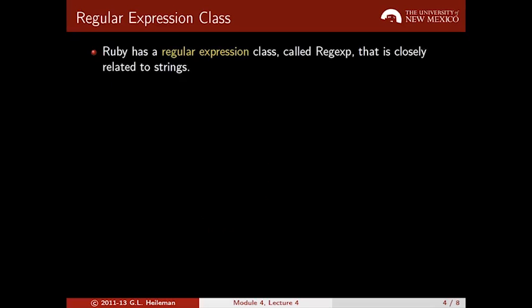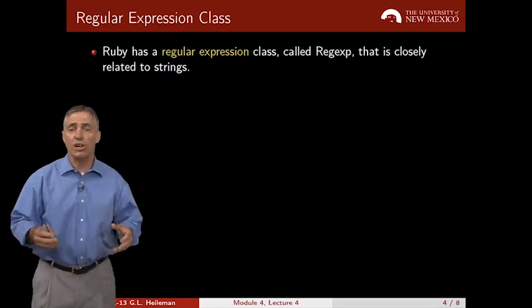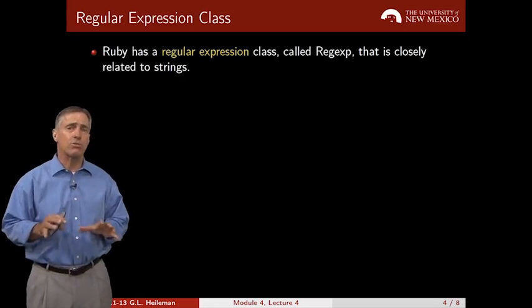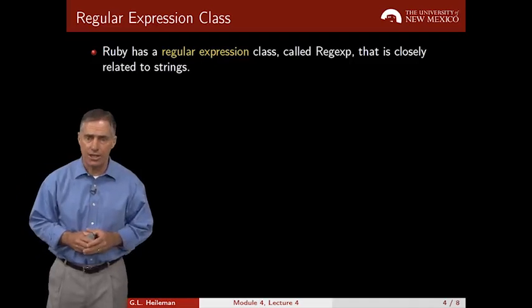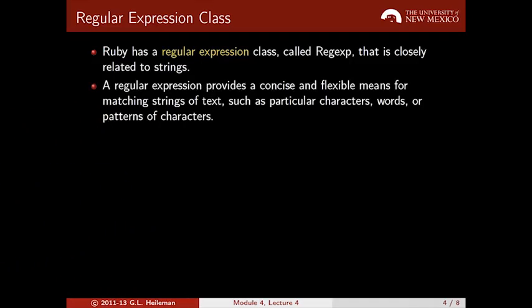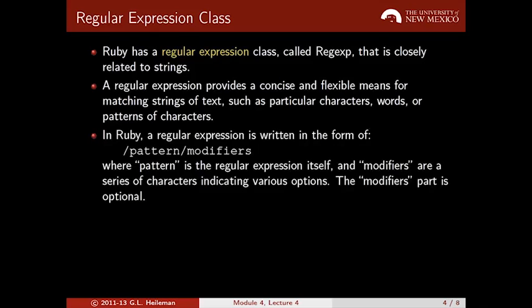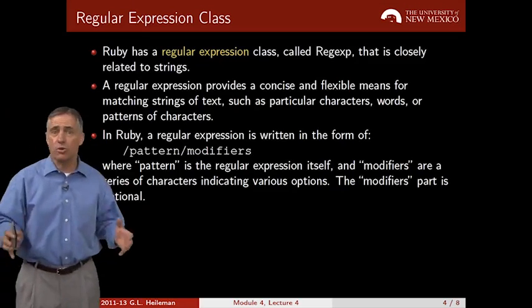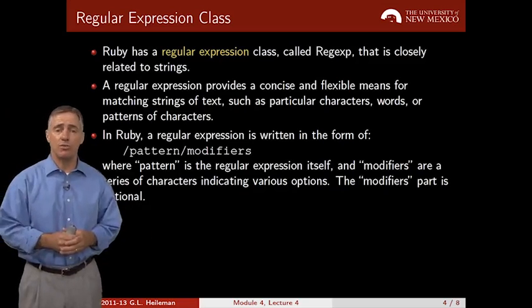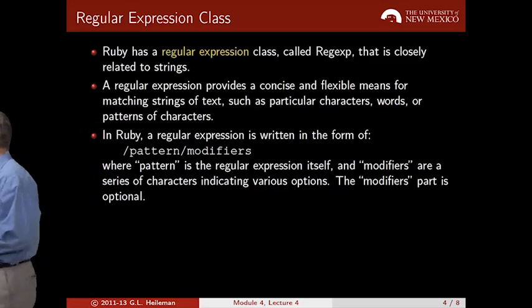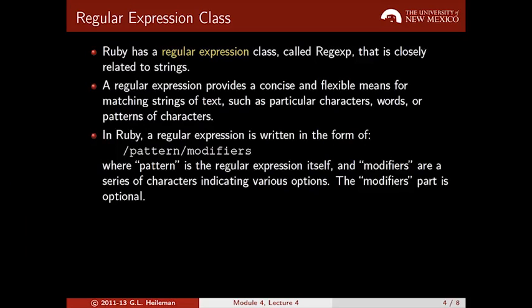Now, Ruby also has a regular expression class, and it's called regex. Regular expressions are very closely related to strings. A regular expression provides a concise and flexible means of matching strings of text, in other words, particular characters or words, against patterns. And this is very powerful in web applications when you're using forms. If you'd like to check a form to make sure that something was entered correctly, an email address or a phone number, regular expressions are used for that. You've seen a little bit of this already when we've covered validations.